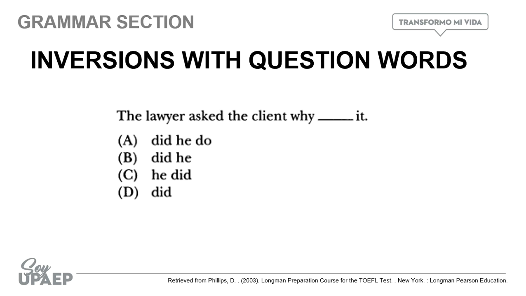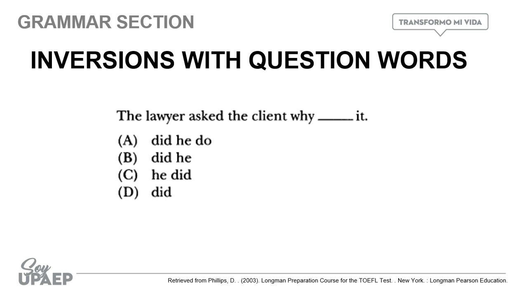You have the lawyer asked the client why blank it. And you have A, did he do? B, did he? C, he did, and D, did, okay? So remember, if you have a clause before the question word, you don't need an inversion. The inversion disappears and everything has to go back to the normal order of words, that is subject and verb.